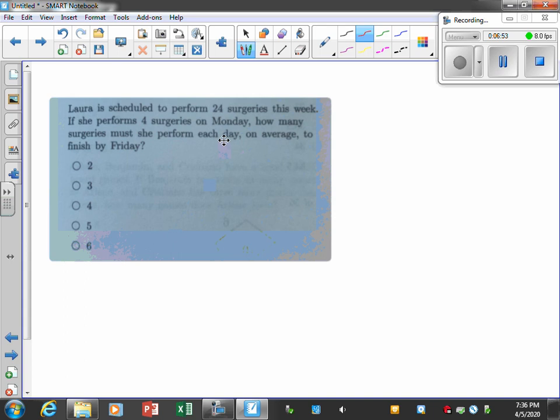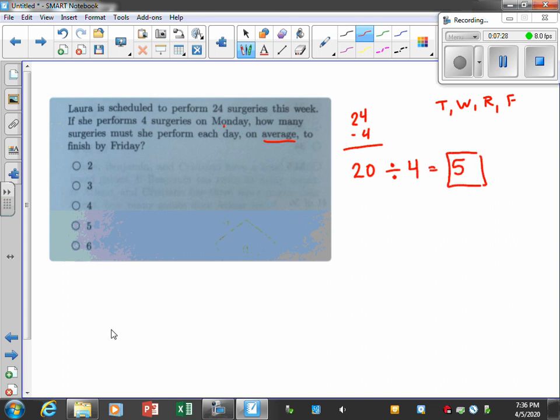Laura is scheduled to perform 24 surgeries in a week. She already performed 4 surgeries on Monday. How many surgeries must she perform each day on average to finish by Friday? So first of all, she has 24, but she already did 4. That means she has 20 left. And she's already used Monday, so she has Tuesday, Wednesday, Thursday, and Friday. So that's 4 days. So she has 20 surgeries left. She has 4 days to do that, so she needs to do an average of 5 per day.